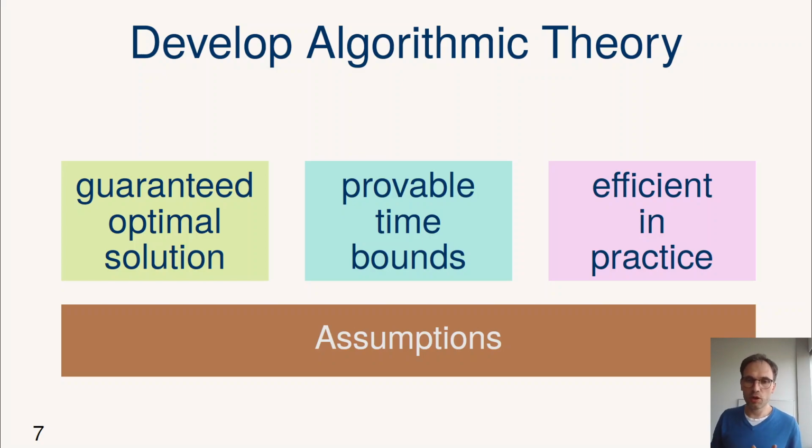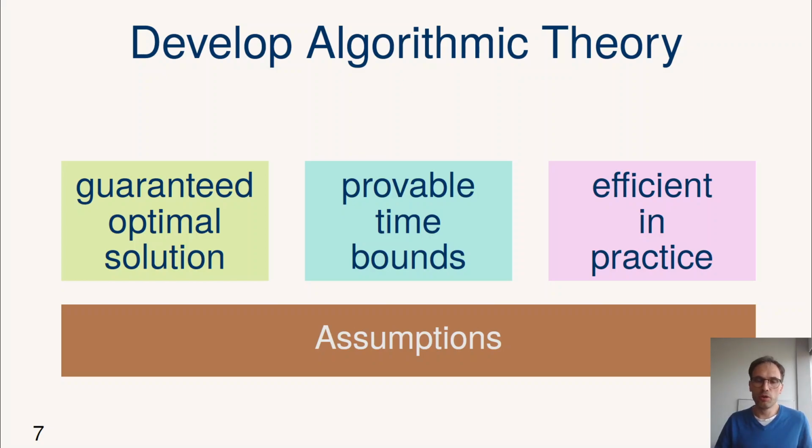So now that we know that there are fundamental important problems that are ER-complete, the next step is to develop some algorithmic theory. ER completeness tells us that this is in general not possible, but it is with additional assumptions. I set myself the 3 goals of having guaranteed optimal solutions, provable time bounds, and efficiency in practice. That's the holy grail, and that's what I want to achieve within this proposal.